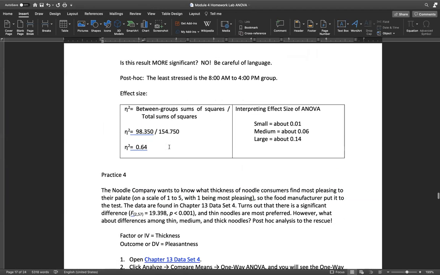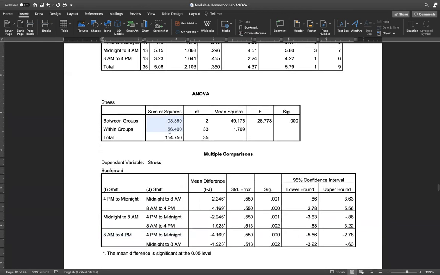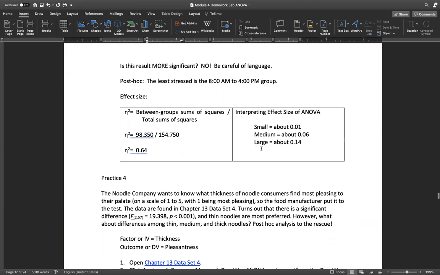Okay? And then here's how I do effect size. I just take those between groups and total sum of groups, which are in my thing right here. And I calculate my eta and I interpret it this way. Okay, so in this particular case, I have a large effect size.